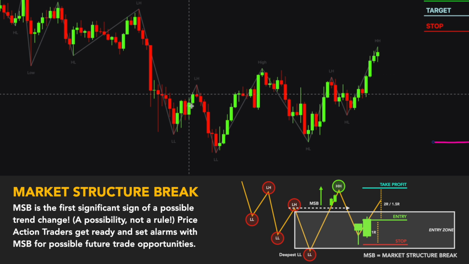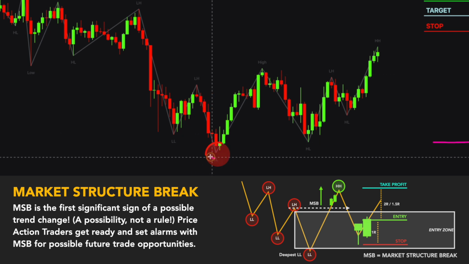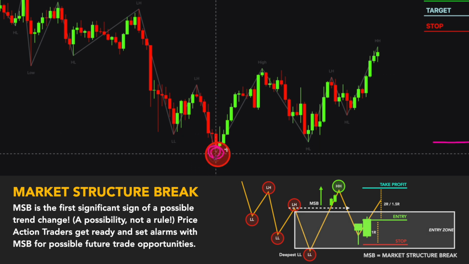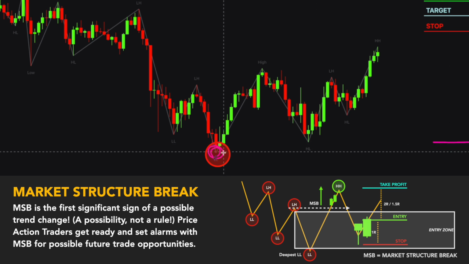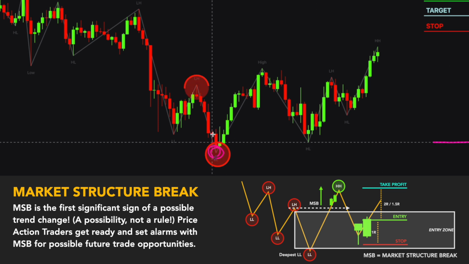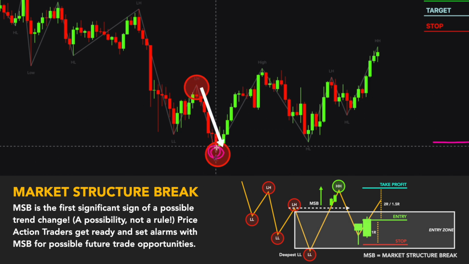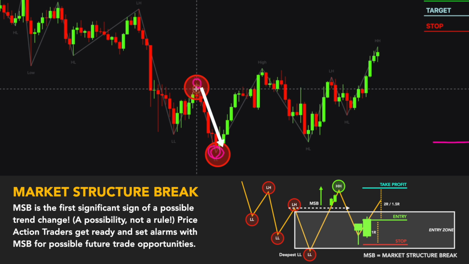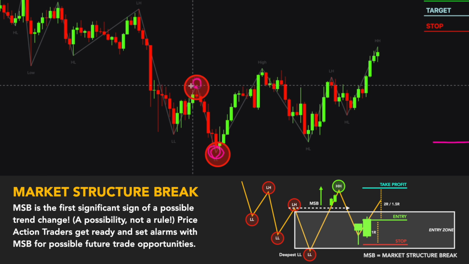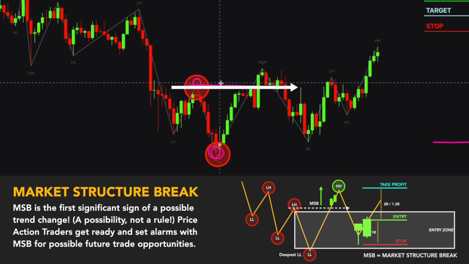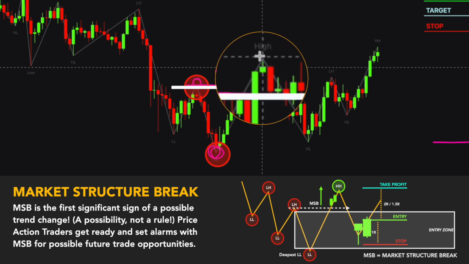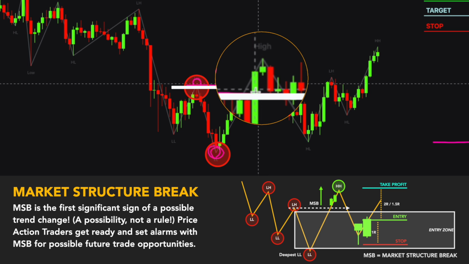1. Identify the deepest lower low, magically around the $4,000, a round number. 2. Identify the lower high that creates that lower low. 3. Confirm the market structure break. So, is it a strong or weak MSB? Yes, it's a strong one because it breaks the lower high strongly and closes a candlestick above it.